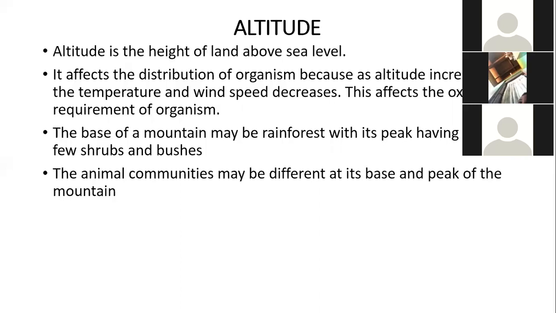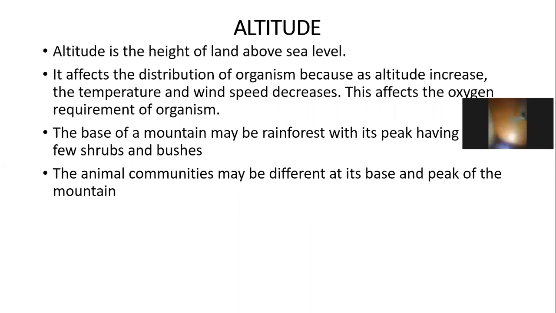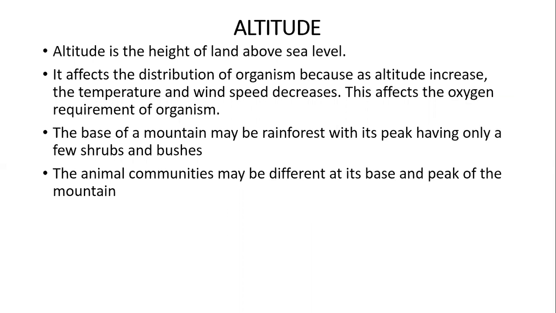Okay. The next abiotic factor we have is altitude. As I talked about when we were talking about pressure, it is the height of land above sea level. I want you to have this picture in mind that you are on a mountain and you can see the sea. The height of land above sea level is what we call altitude. This altitude affects the distribution of organisms because as altitude increases, the temperature and wind speed decrease.